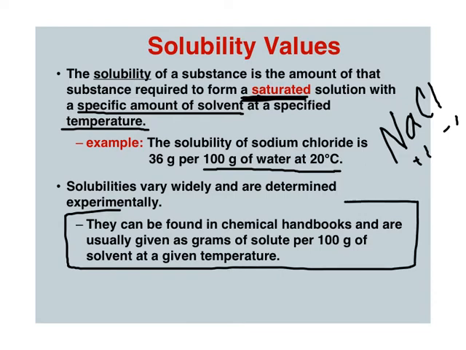So here, guys, you're not going to be asked to find the solubility unless I give you the graph here in a minute, but you can find these in tons of books, and they're usually per 100 grams of solvent, and it's usually about 20 or 25 degrees Celsius.